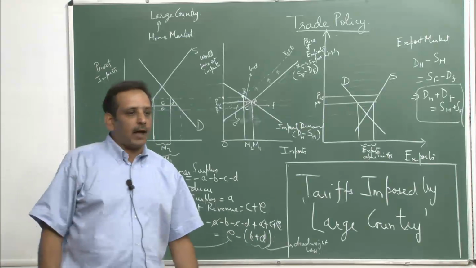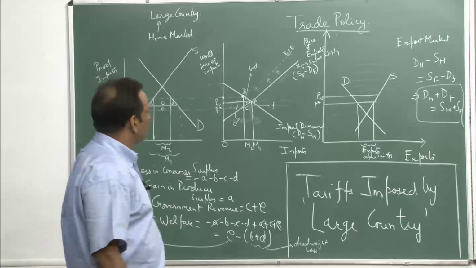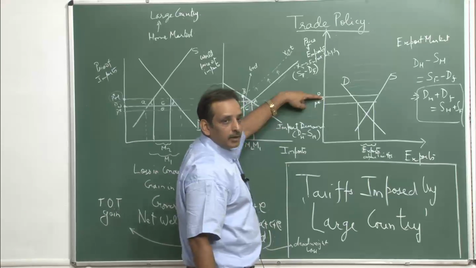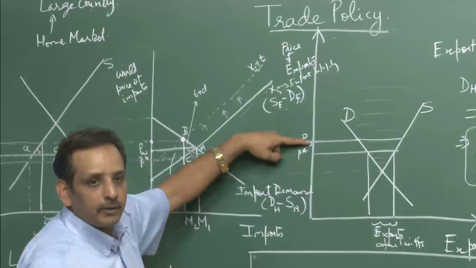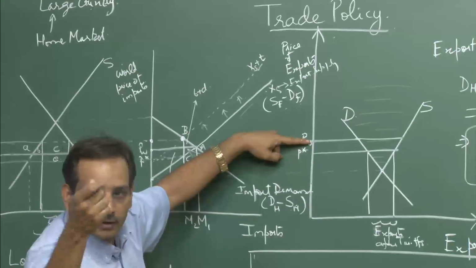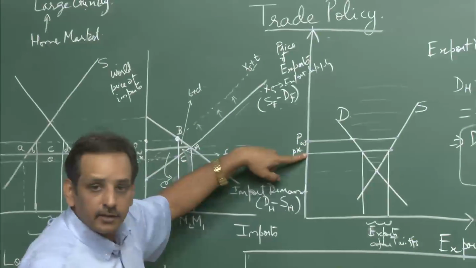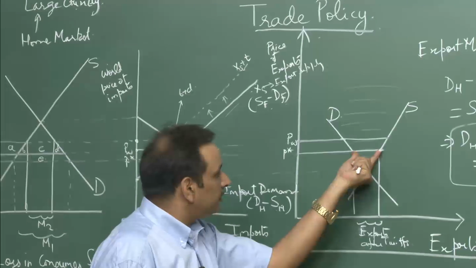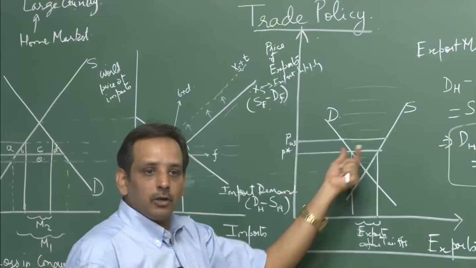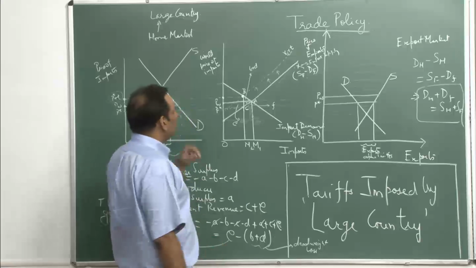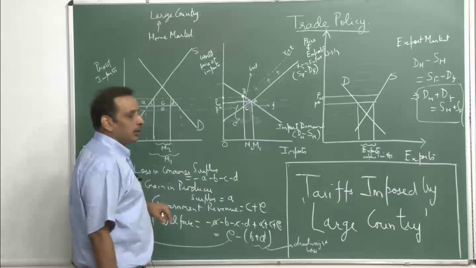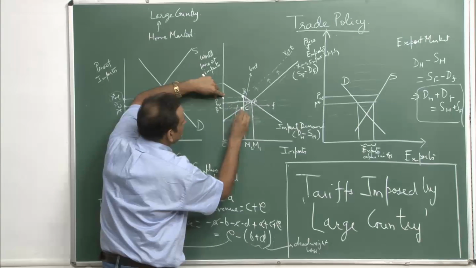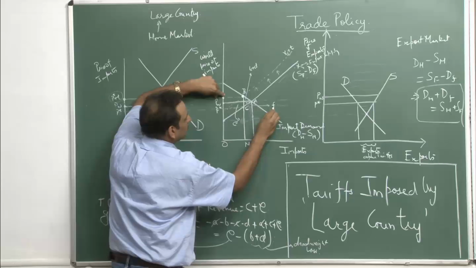Now, look at what happens for the exporter. The poor exporter was selling at PW earlier. Now, because your country has imposed tariffs, the only way he can enter your market is by reducing his prices. So, this guy reduces prices, and he reduces the amount of exports. So, the loss that he has is equivalent to something like this. If you see this particular area, which is E plus F.